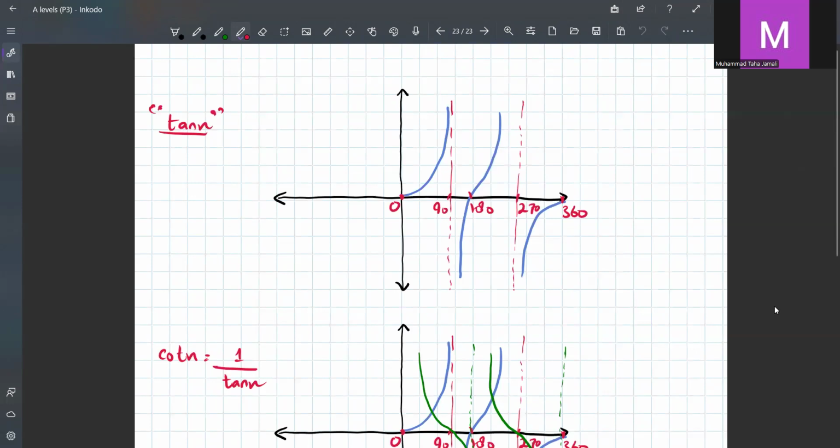In the next part, which would be the last part of this trigonometric series, we will be practicing some exam-like questions, which would be really useful.